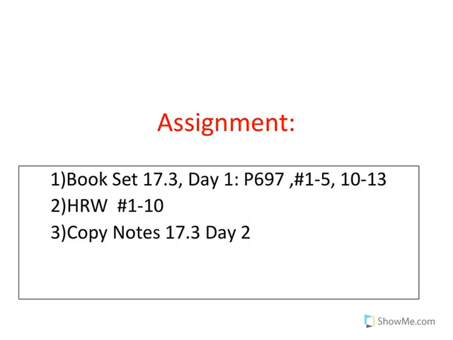Okay, so that's the end of our notes for 17.3 day 1. So your book work is number 1 through 5, 10 through 13, and you have your new HRW, and you are to copy down 17.3 day 2 notes.